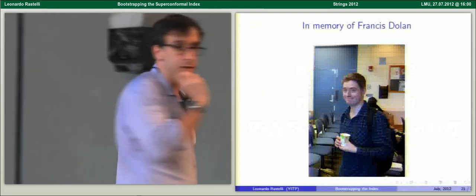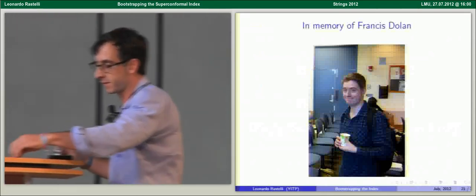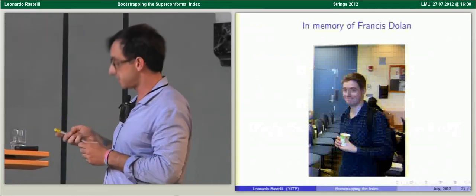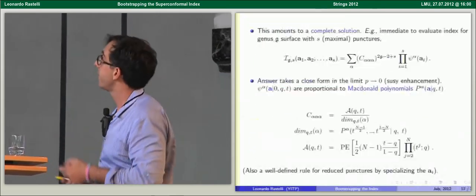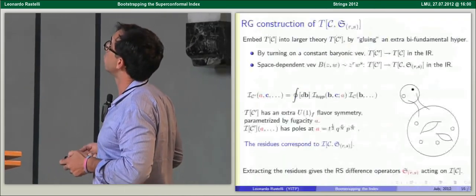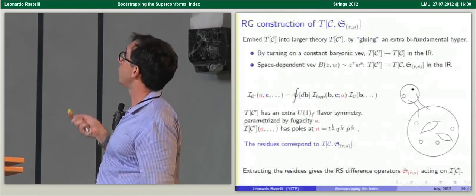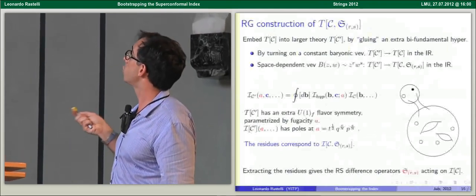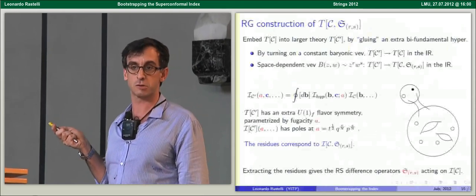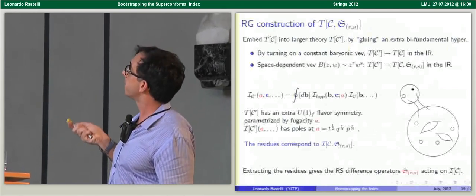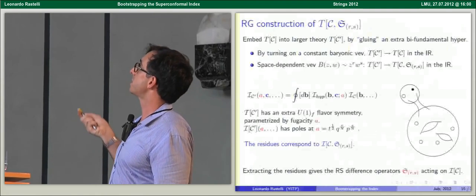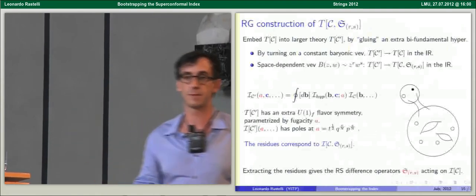I don't. The surface defects that we naturally considered are the ones that have a natural RG construction. So if you have a good RG construction for one of these rigid surface defects, then I'm sort of optimistic that this similar logic will lead to determining the index.